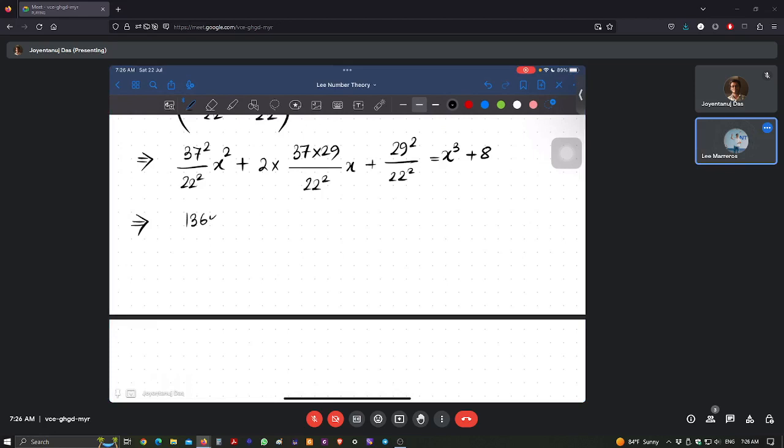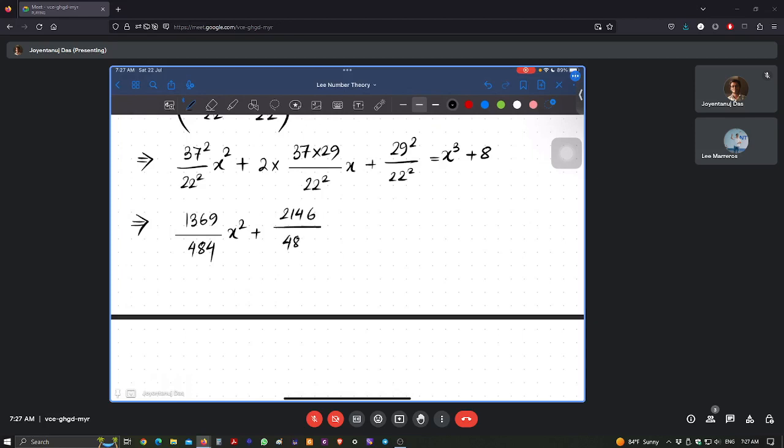22 square is 484. Then 2 times 37 times 29, how much will that be? 2146. Right. Plus 29 square will be, I think, 841.